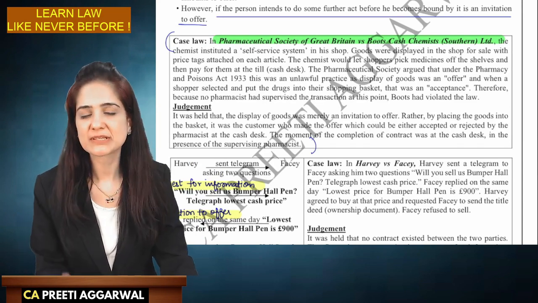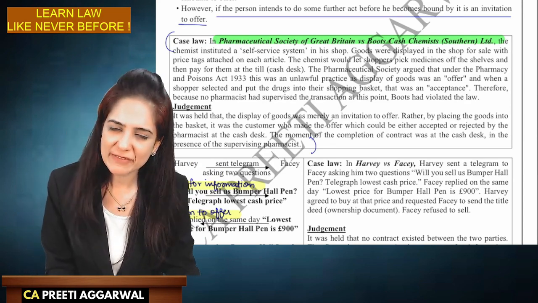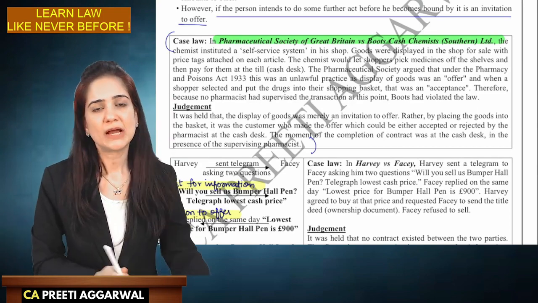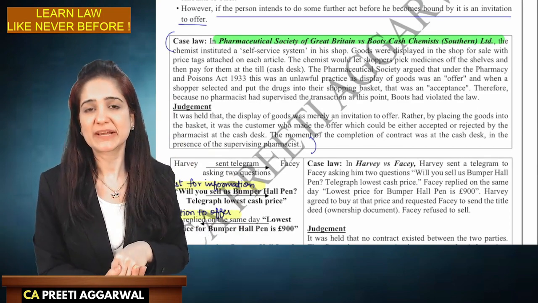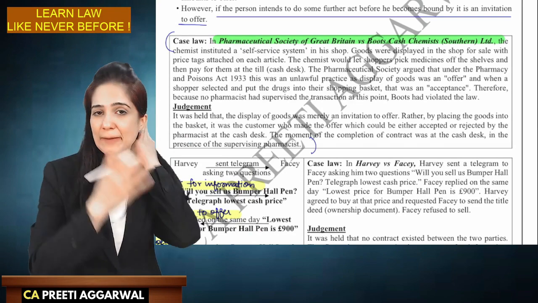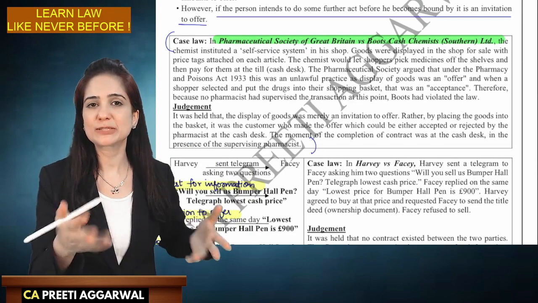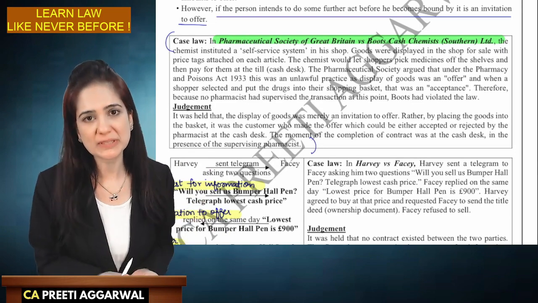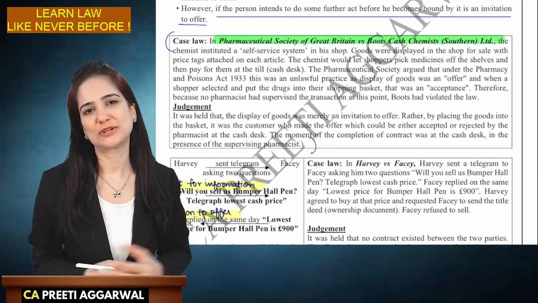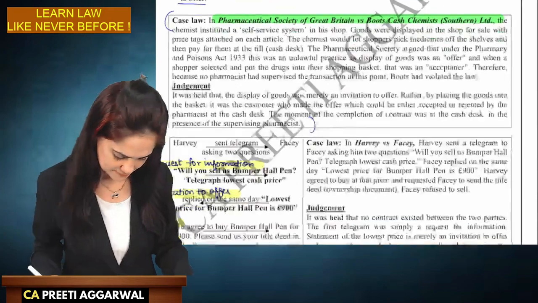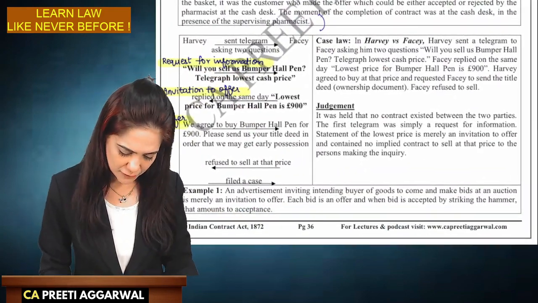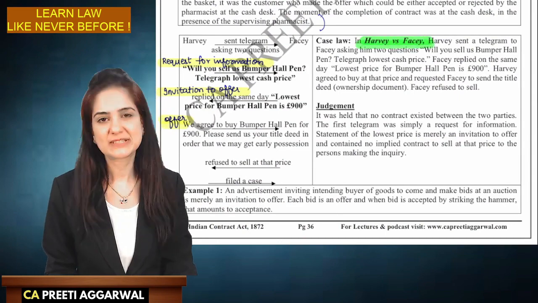There is no pharmacist. We said, "Arey, you are getting everything wrong. Display is not an offer. It's just an invitation to offer." When the customer puts the goods in his basket, that is offer. Acceptance, that is creation of contract, takes place at the cashier's place in the presence of a pharmacist. There's no violation of the act. There is one more case law, Harvey versus Facey.